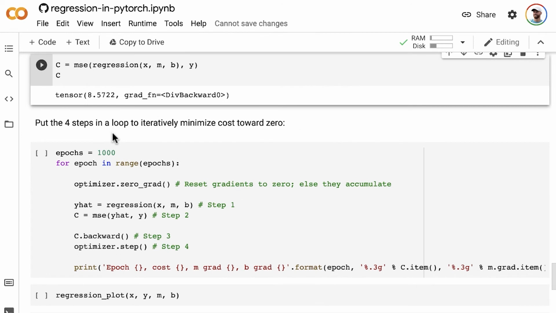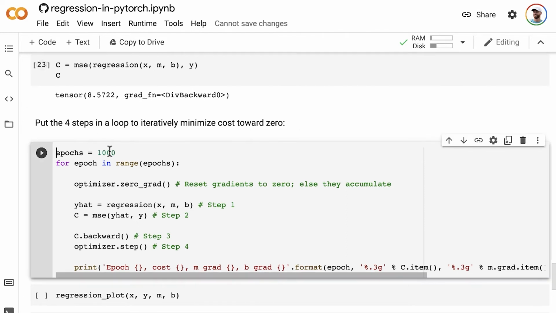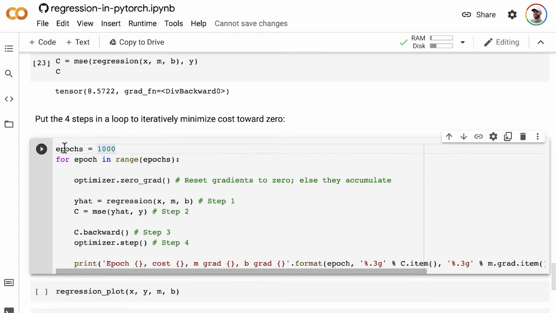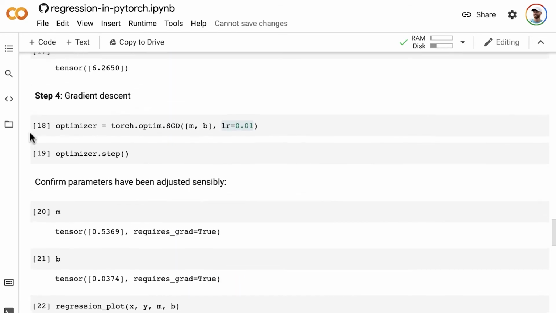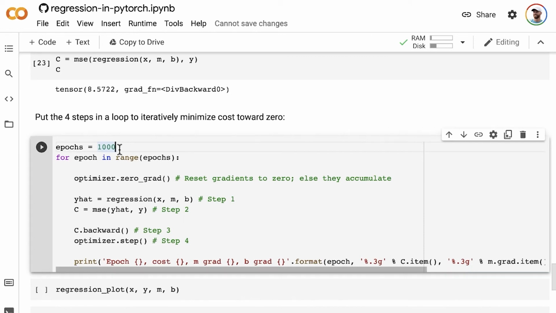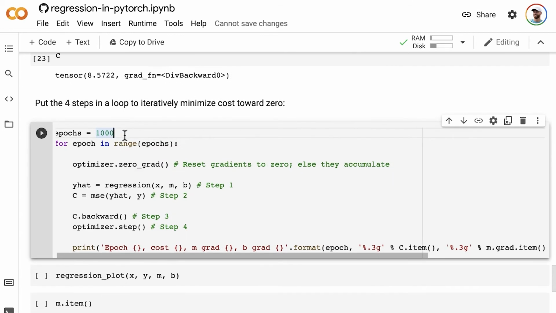So now we can put those 4 steps in a loop in order to iteratively minimize cost toward 0. So an epoch is a term that we use for a round of training on all of the data points that we have available. And we have 8 data points available to us. So we're going to iterate over those 8 data points 1,000 times. So I have a for loop here that will iterate over those 1,000 epochs. And you could pick a smaller number, but you'll see that after 1,000, as you'll see in a moment, that converges upon some parameter values that are not really changing anymore. So after 1,000 epochs with all of the other aspects of this particular model, the particular parameters that we initialized with, our learning rate, this 1,000 is about the right number of epochs, of rounds of training in order to get to sensible parameter values, as you'll see.